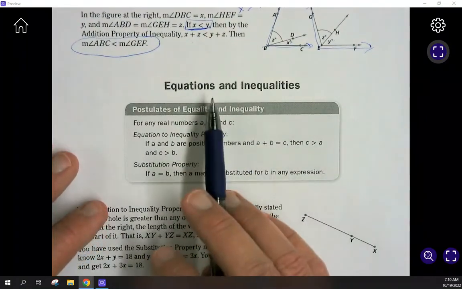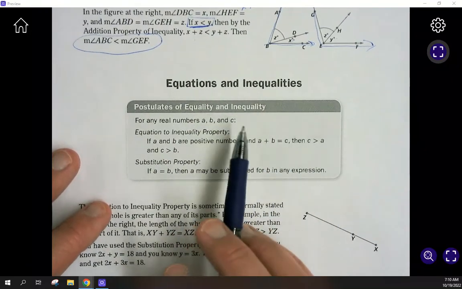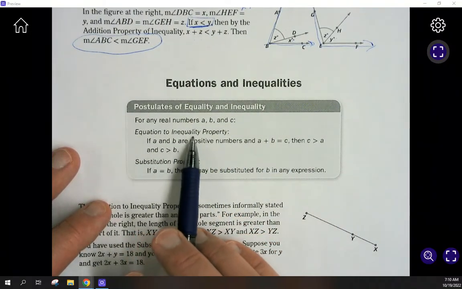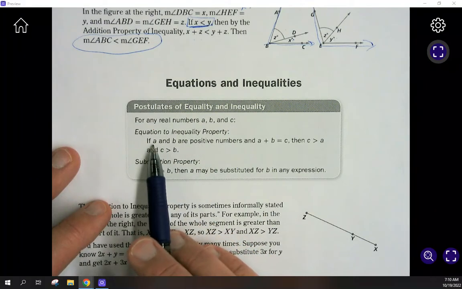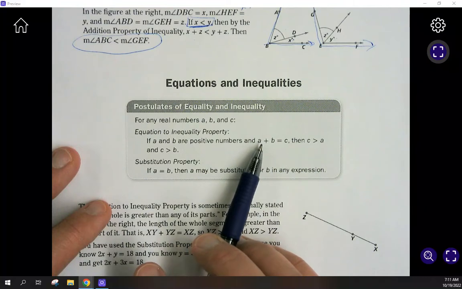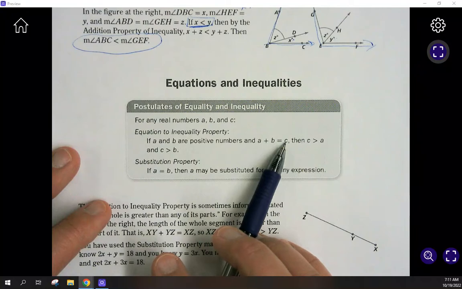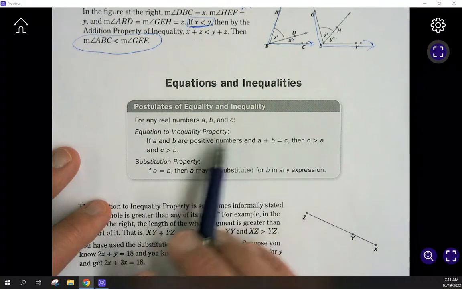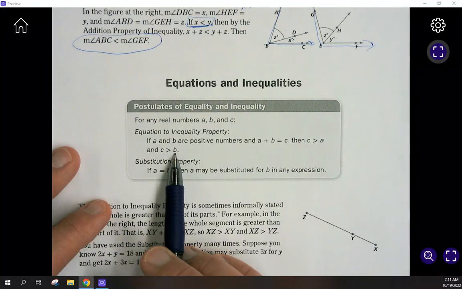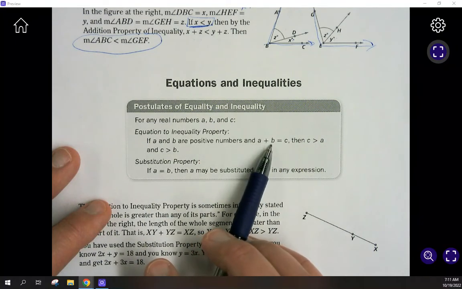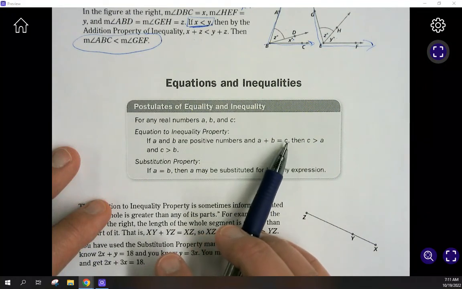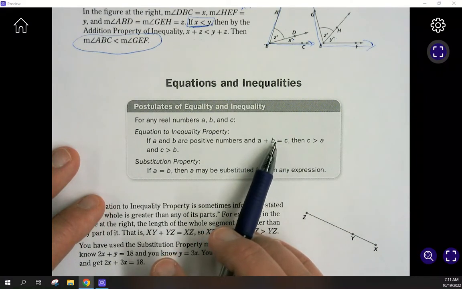All right, and then the last part, going from equations to inequalities. The equation to inequality property: going from an equation to an inequality, A and B are positive numbers. If I know A plus B equals C, so some number plus some number equals C, I'm allowed to assume that C is bigger than A and C is bigger than B. Think about why that makes sense. I'm adding two numbers together to create C. So these must be smaller numbers, and when they're combined, they create one bigger number. So individually, this bigger number has to be bigger than A and has to be bigger than B, because I have to add these together just to get there.